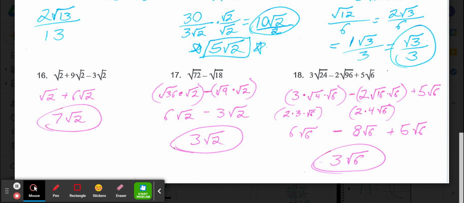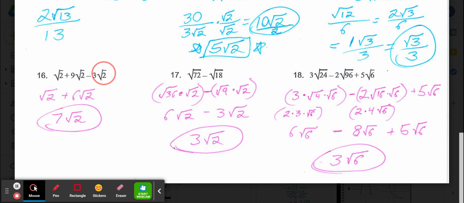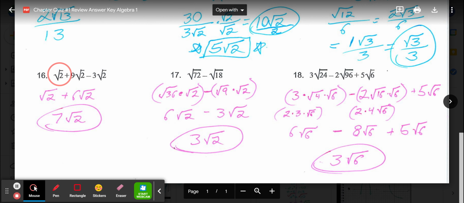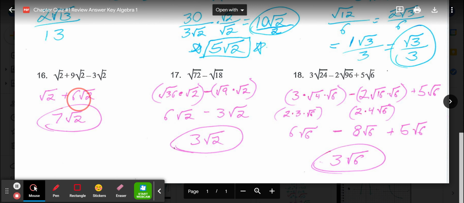Now to our final three, 16, 17, and 18. So what we want to keep in mind is if they have the same radical part, for example, in 16, each share the square root of 2, then we can combine the different terms. So the square root of 2 is just going to be there. 9 square roots of 2 minus 3 square roots of 2. 9 minus 3 is 6. So that's the same as 6 square roots of 2. And then it's still plus that square root of 2. So square root of 2 plus 6 square roots of 2 would give us 7 square roots of 2.